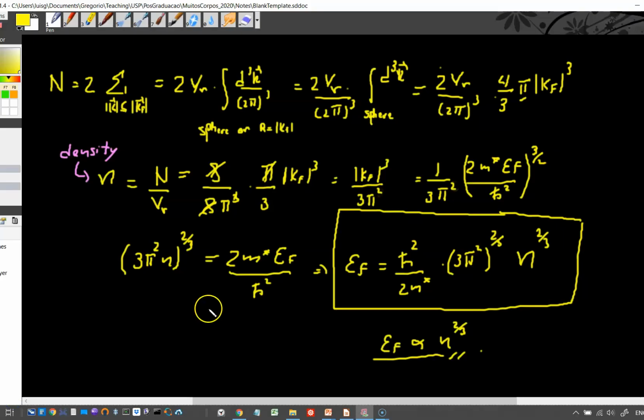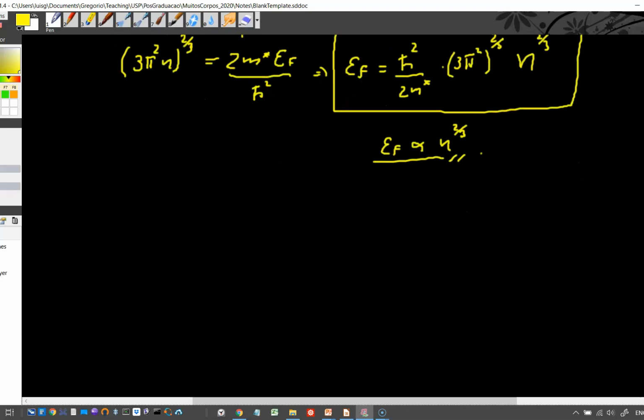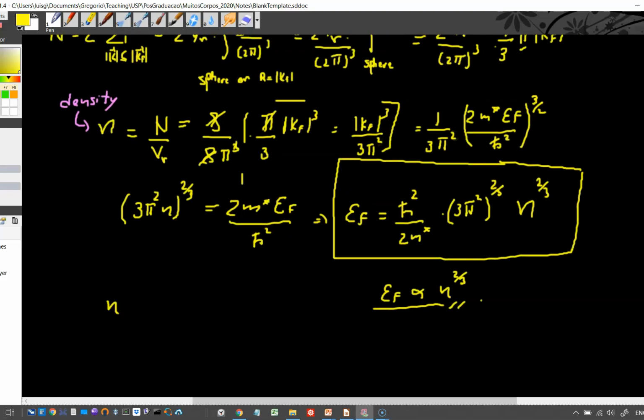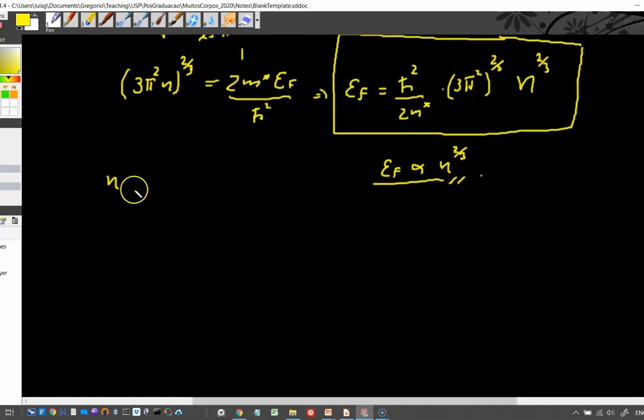Okay, so we're back to the blackboard. So this is our calculation for the Fermi energy. And from here, I want to keep at least this result here. Oops, sorry, this one. Okay. So let's do that. And remember that the density, what's written above, is kF cubed over 3 pi squared.